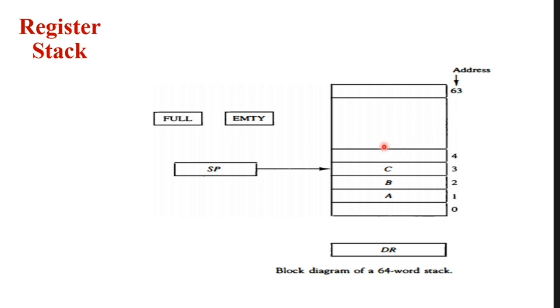Along with this, as we have discussed previously, this is a stack pointer which is pointing to the top of the stack. Currently it is pointing to address 3 where the last data C is stored. Now there are two 1-bit flag registers, full and empty. These 1-bit flag registers are used to indicate the status of the stack. The full flag will be set to 1 when the stack is full.